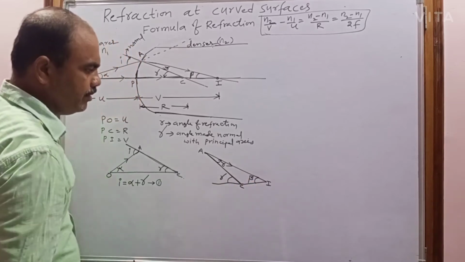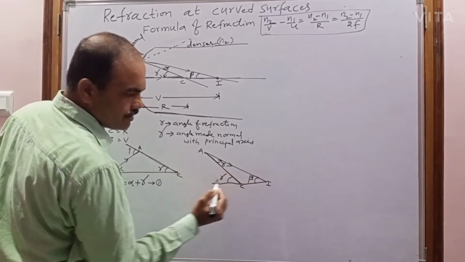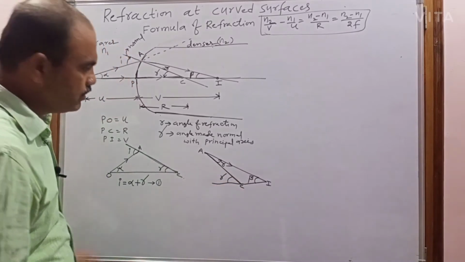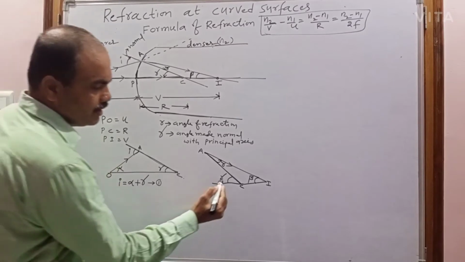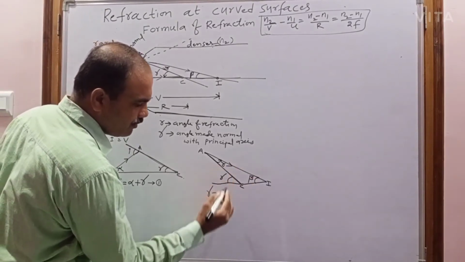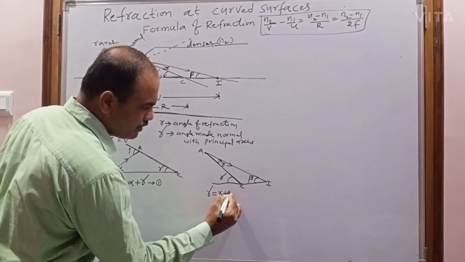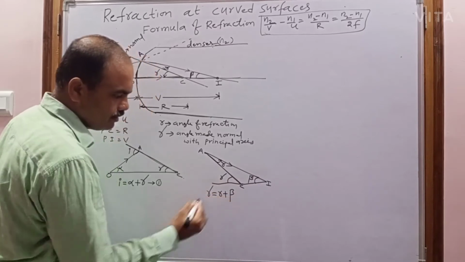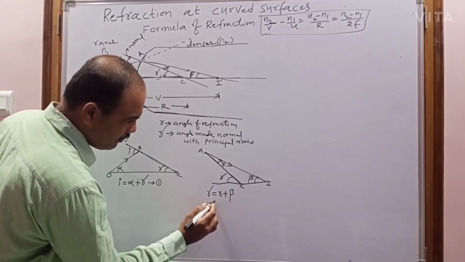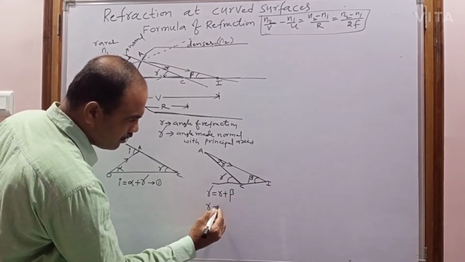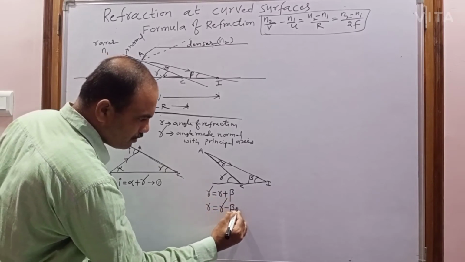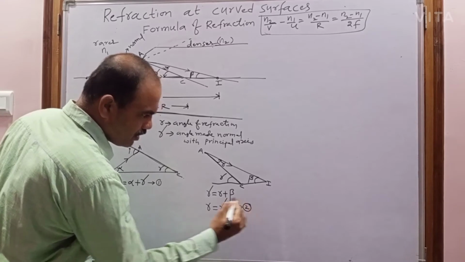Now this is triangle AIC. These two are called internal angles and this is called the external angle. So we can write the external angle gamma equals the sum of the internal angles, which is R plus beta. This is R, this is gamma. So from this, R, the angle of refraction, equals gamma minus beta. Now consider this as equation 2.